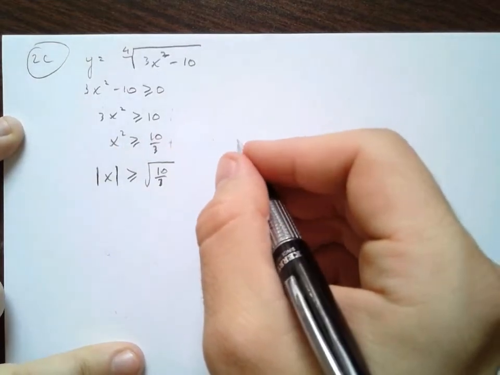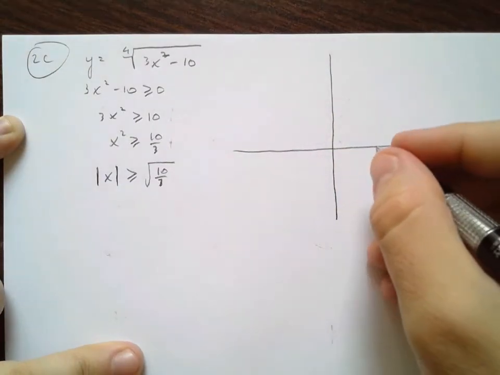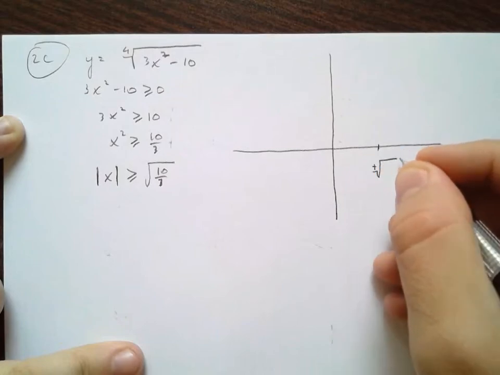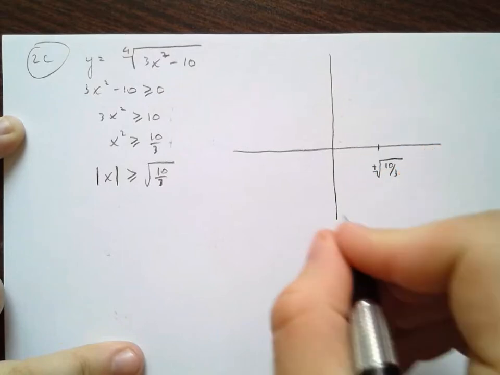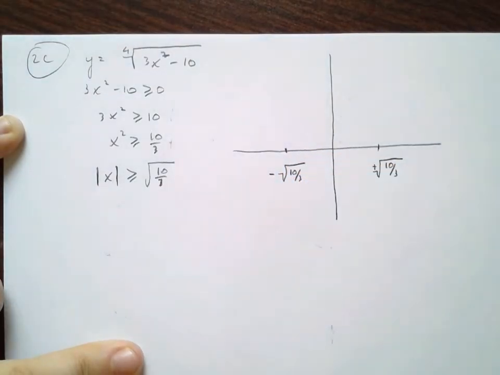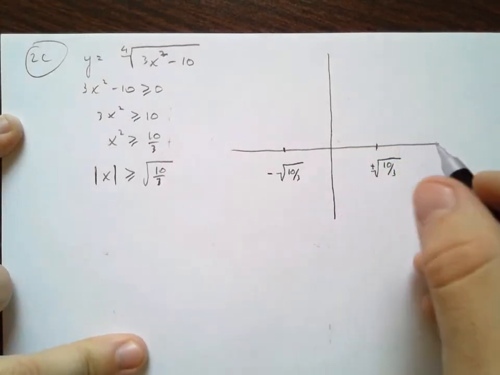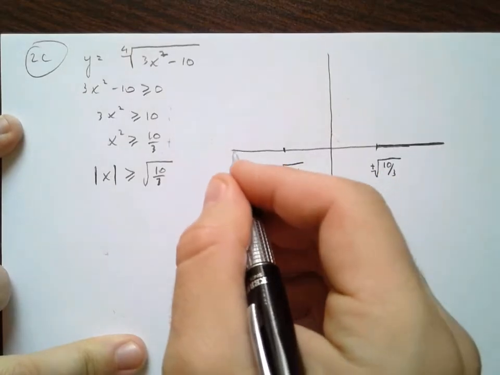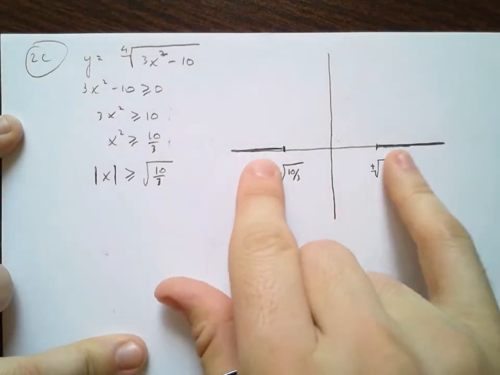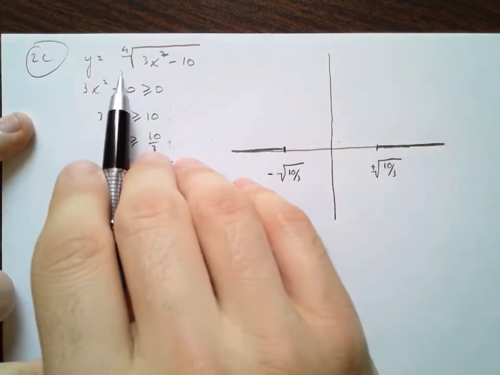So that means the domain of my function is only going to be, let's say this is the positive square root of 10/3, and let's say that this is the negative one, right? So I'm only going to sketch the domain for these x values. Everything else is not included in the domain, right? Only these rays going off to infinity. Okay, now let's take a look at this function.